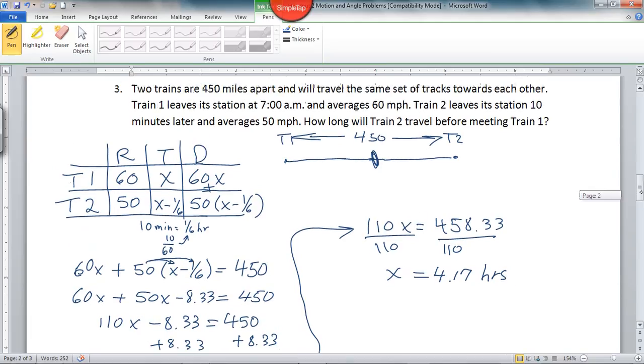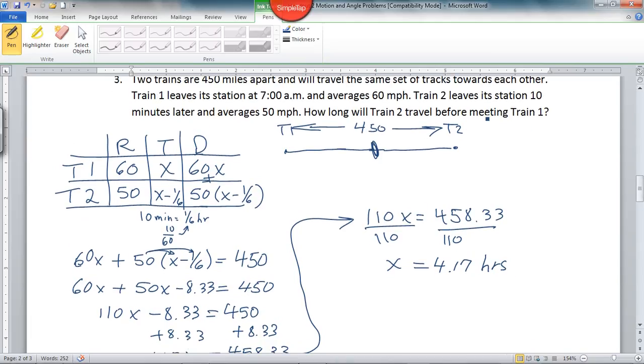Let's see what it asks. How long will Train 2 travel before meeting Train 1? So I'm wanting Train 2's time, so that's x minus 1/6. Going back to the table, x minus 1/6, that's Train 2's time. So I need to take the x, the 4.17, minus 1/6, and that's going to wind up being about 4 hours. So that's our answer there. 4 hours.